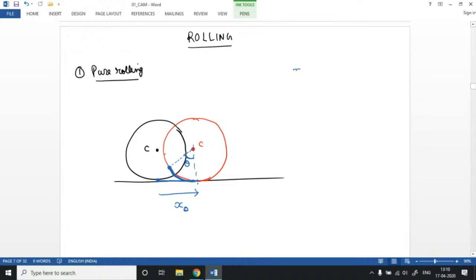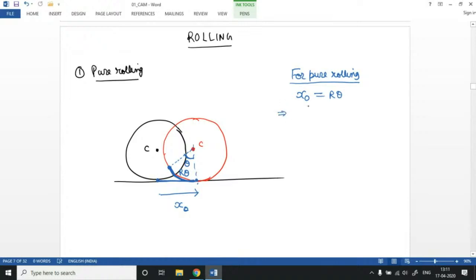So here for pure rolling, this distance is x naught, and this distance over here will be equal to r theta, where r is the radius of this round object. So x naught is equal to r theta. This is the condition for pure rolling, that is, when there is no slipping at the point of contact.